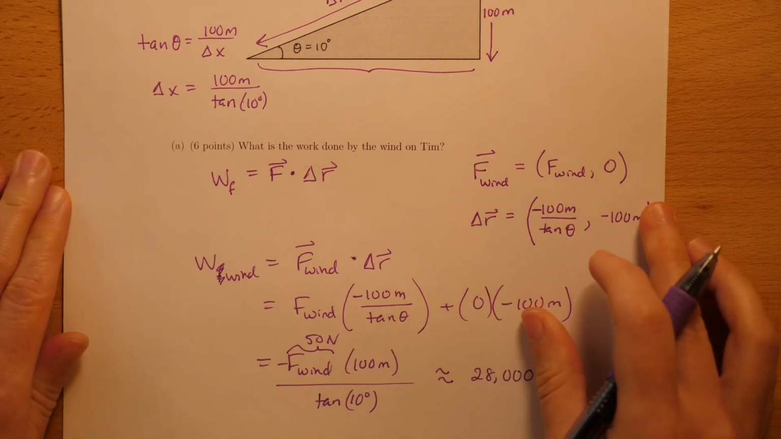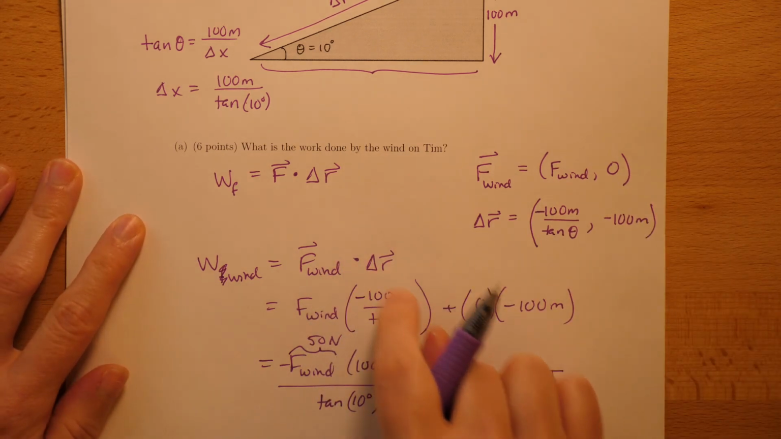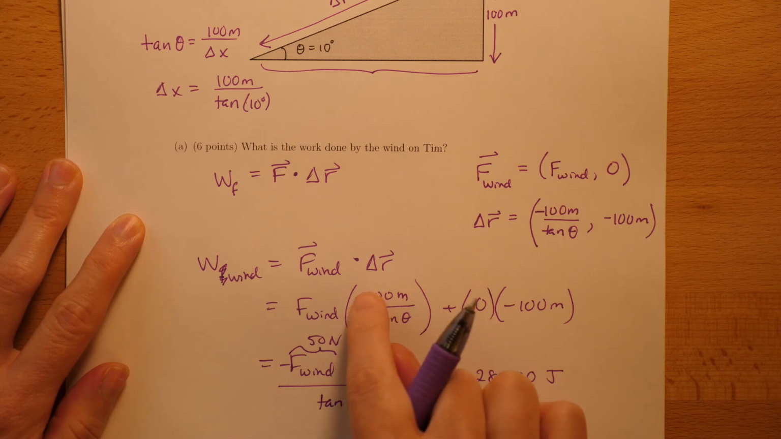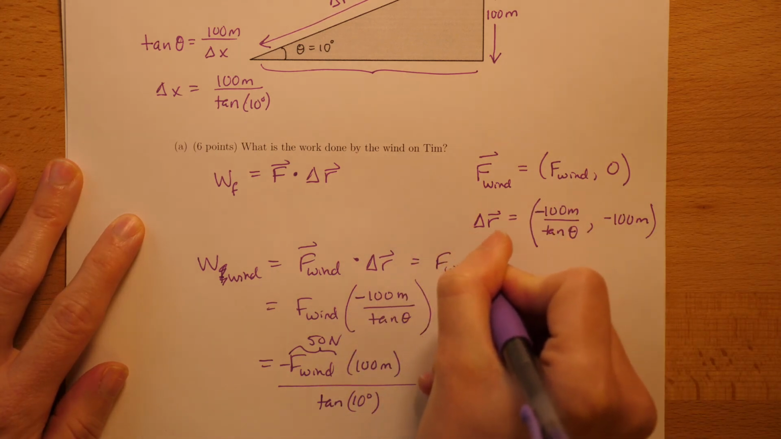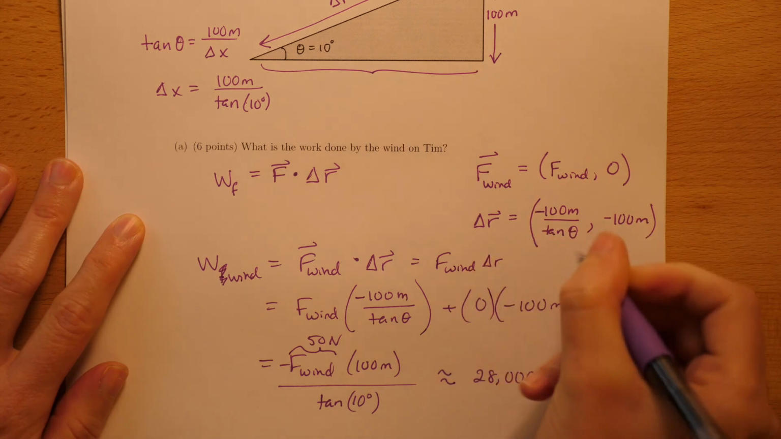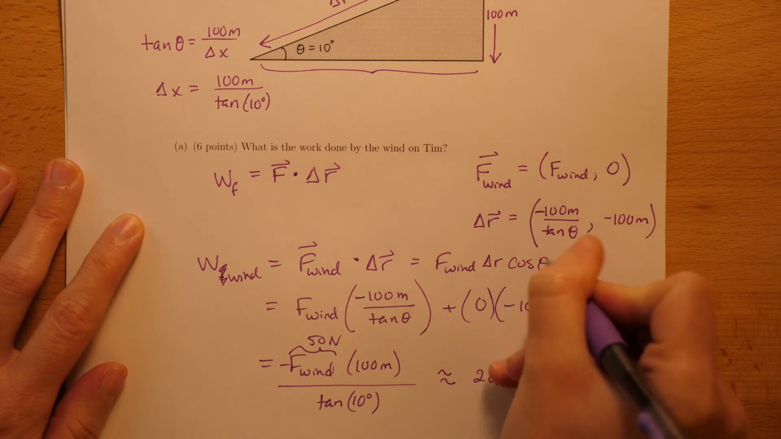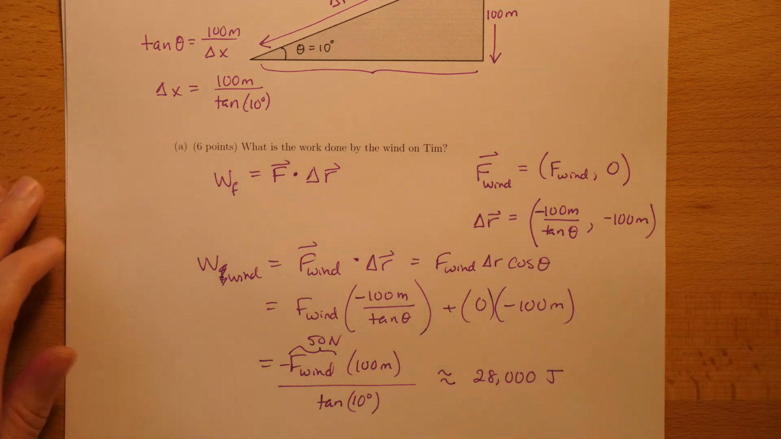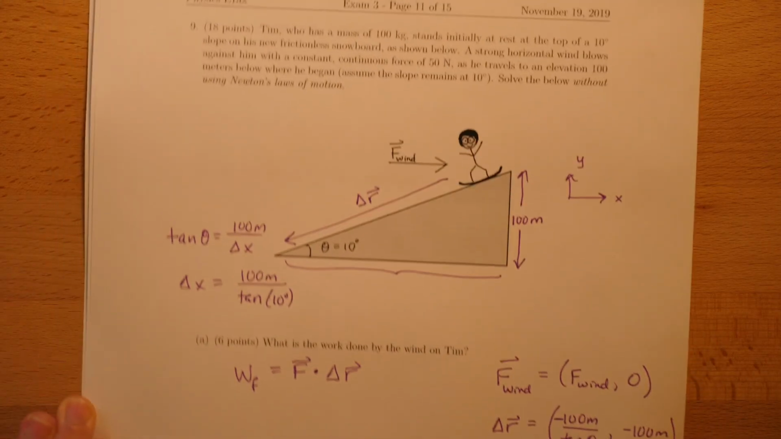Okay, so you could certainly do that another way where you find the angle between the two vectors instead of doing it component-wise. Find the angle and just use the fact that this is the magnitude of the wind times delta R times the cosine of the angle between them. You just have to make sure that you know the correct angle between them. Either way is totally fine. It's whatever you prefer.